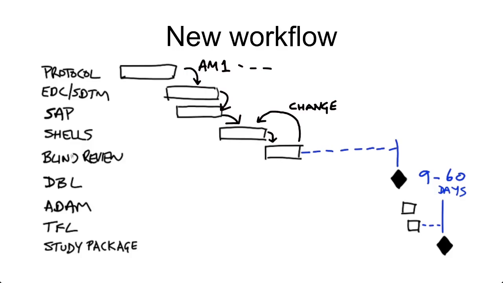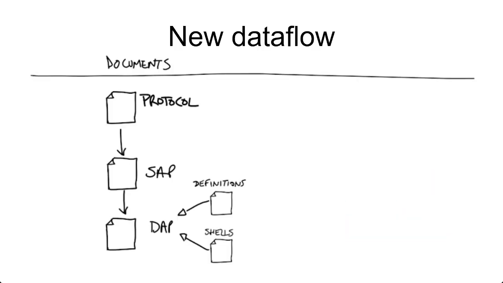So how's that going to work? Let's have a look at this. This is the data flow. This is the source documentation that we currently work with, and I think that we always will work with. So we start with the protocol, which begets the SAP, which begets a DAP, which may be a slightly less widely used term, data analysis plan, which I'm really just using to say this is the further decomposition of definitions from the SAP: which CRF page are we talking about for that particular analysis and that kind of thing. So the detailed definitions and of course the table shells, I'm saying are part of the DAP.